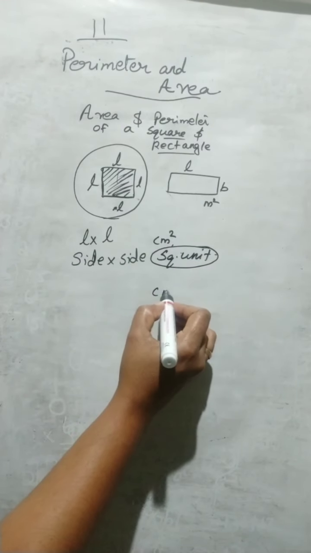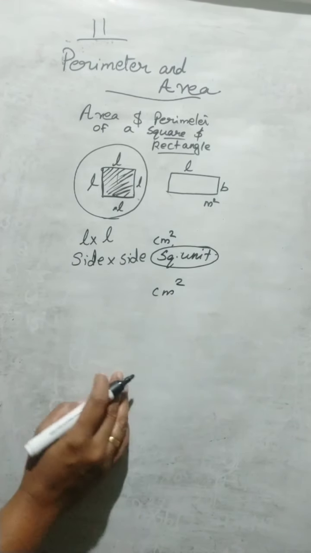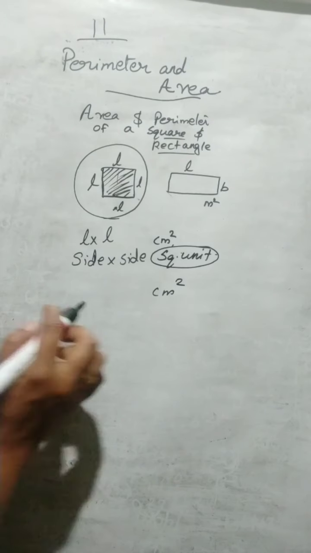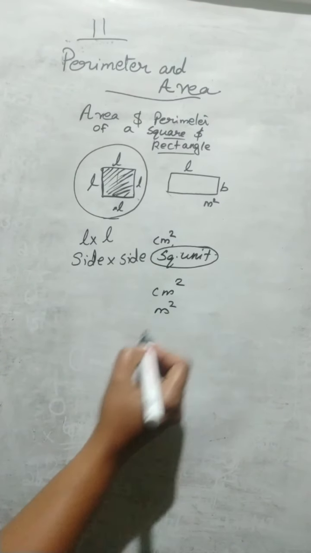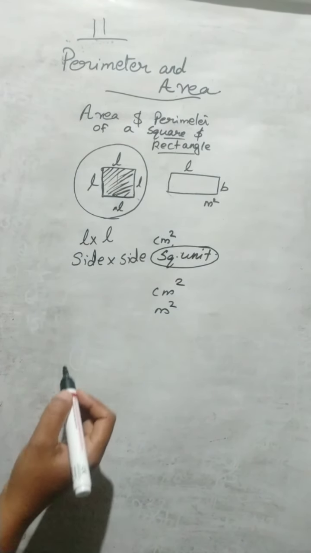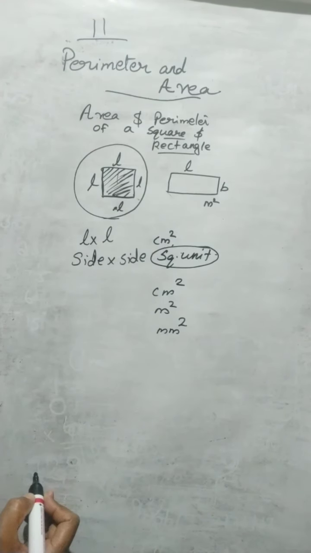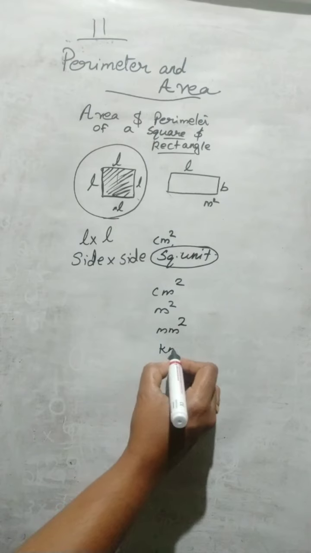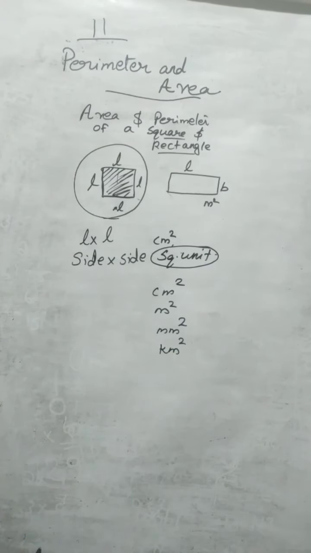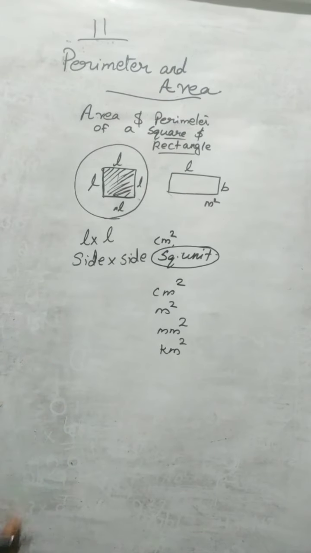That will be centimeter squared. If the units are in meter, then that will be meter squared. If the units are in millimeter, then millimeter squared. If the units are in kilometer, then kilometer squared. Clear for you? Don't forget this one. It's very important.